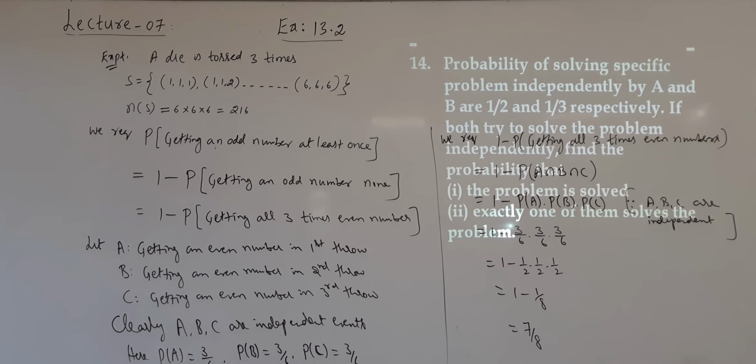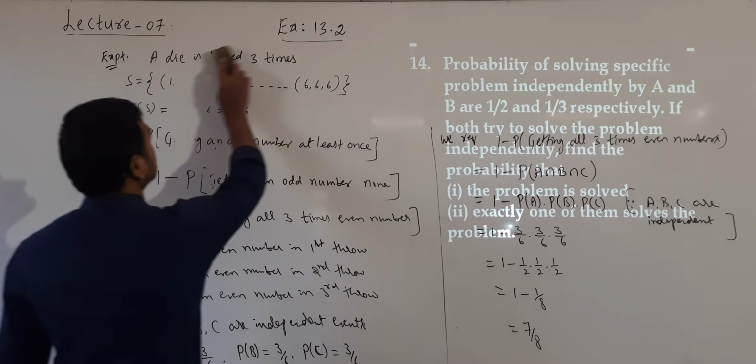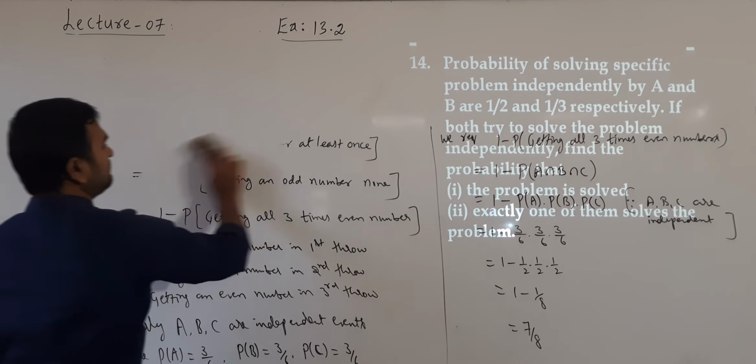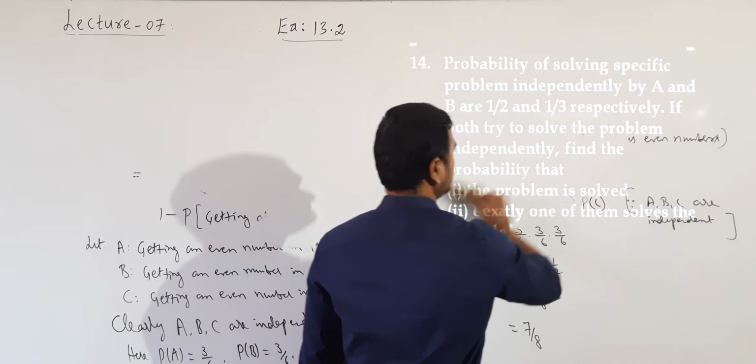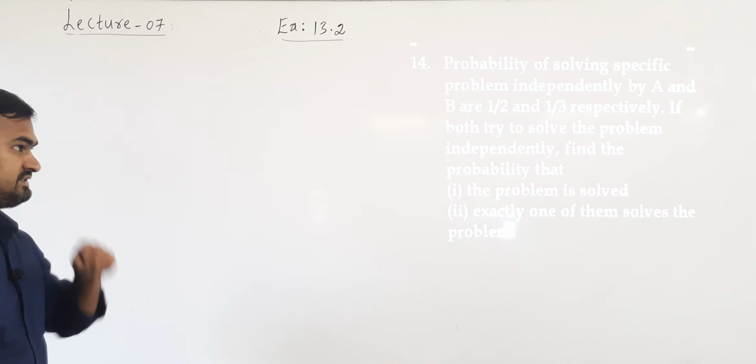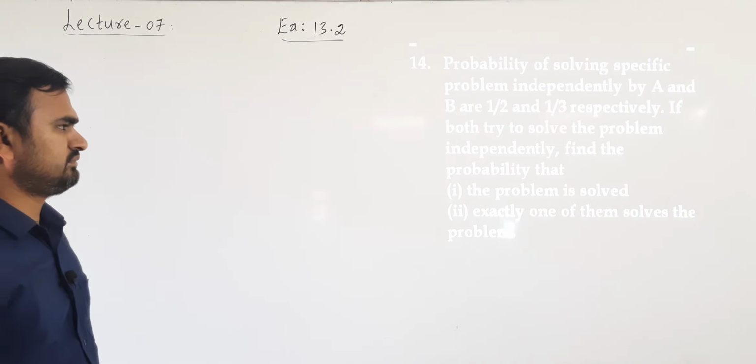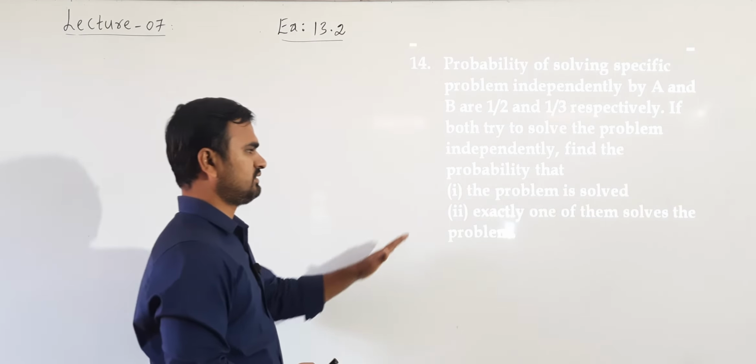Next. Question number 14. The probabilities of solving a specific problem independently by A and B are given as 1 by 2 and 1 by 3 respectively. If both try to solve the problem independently, find the probability that exactly one of them solves the problem.